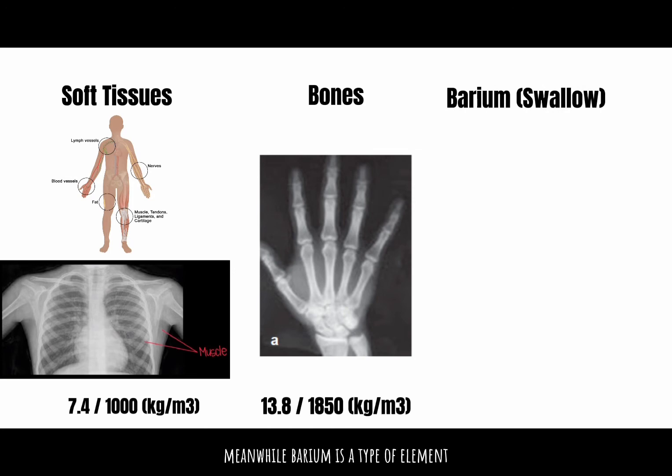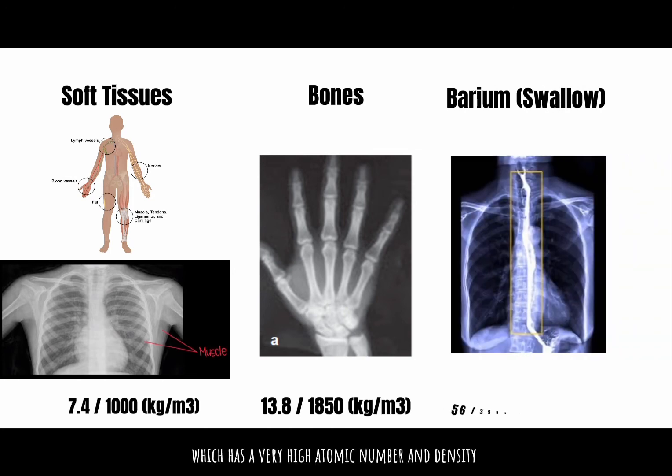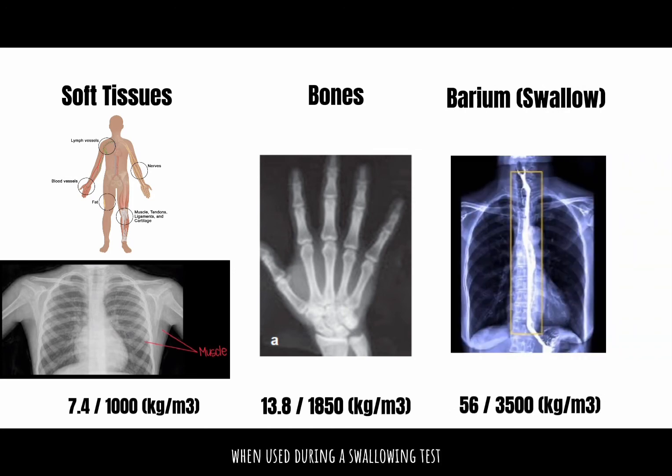Meanwhile, barium is a type of element which has a very high atomic number and density. When used during a swallowing test, it will help to show the image of the GI tract clearly by producing a high contrast image compared to soft tissues.